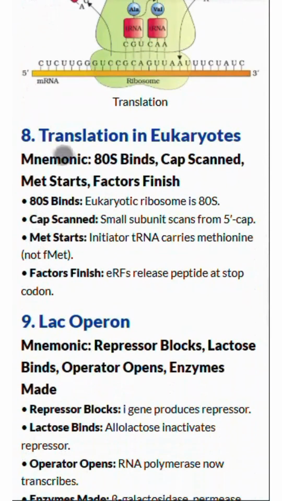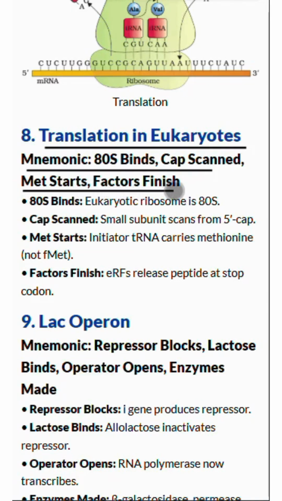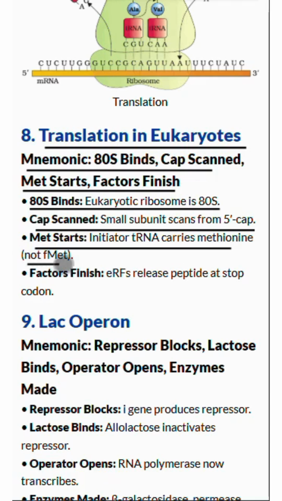Comparing this to translation in eukaryotes, the mnemonic is 80S binds, cap scanned, Met starts, factors finish. Here, the eukaryotic ribosome is 80S. The small subunit scans from the 5' cap. The initiator tRNA carries methionine, not F-met, and eukaryotic release factors release the peptide at the stop codon.